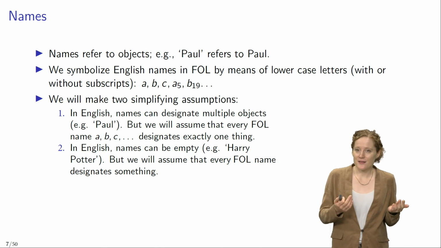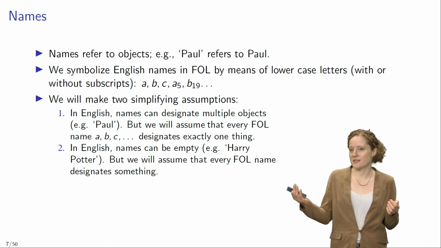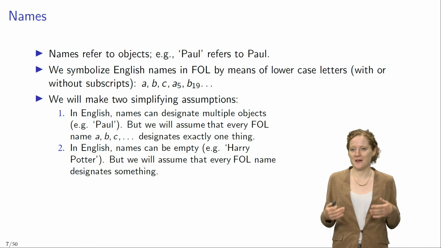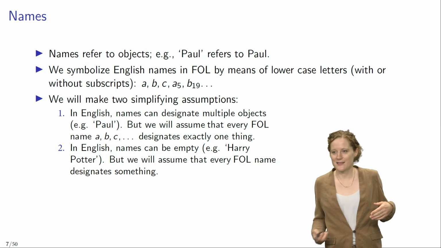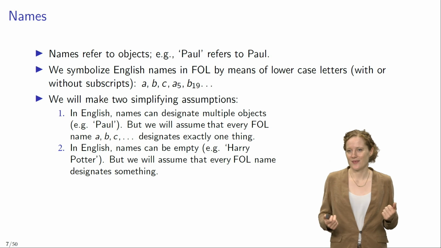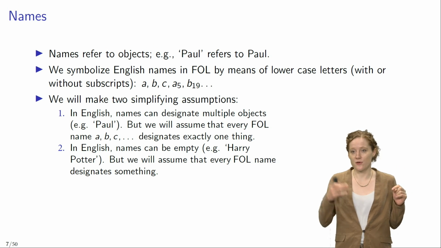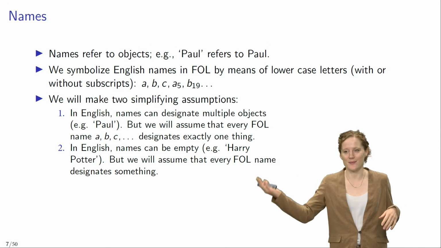In FOL, we symbolize English names by means of lowercase letters with or without subscript. So for example, A, B, C, A subscript 5, B subscript 19, and so on and so forth. These all represent names. As a special case, we also use numerals to refer to numbers. So we use the numeral 5 to refer to the number 5.